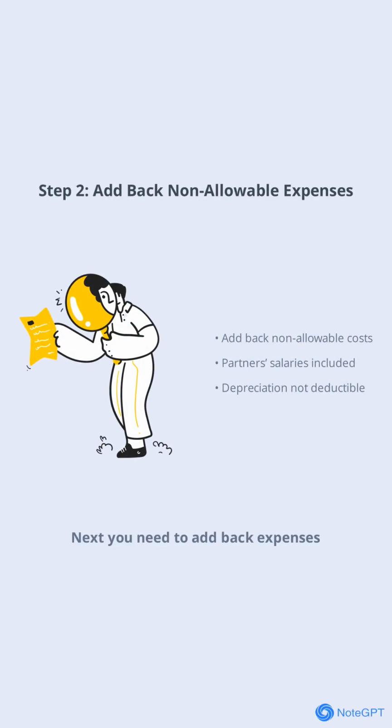Next, you need to add back expenses that aren't deductible for tax purposes. These include partners' salaries and bonuses, interest on partners' capital or drawings, private or domestic expenses, income tax and penalties, depreciation, and donations not approved by LHDN. These items are not allowed as deductions under Sections 33 and 39 of the ITA 1967, so they must be added back to the net profit.